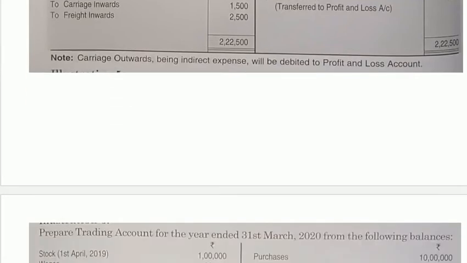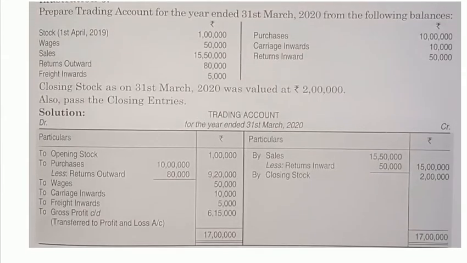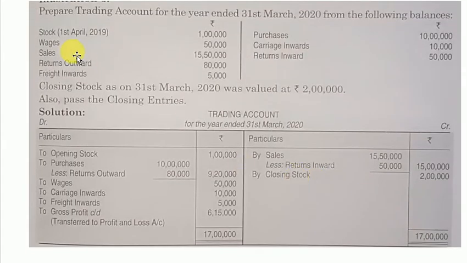Now let's proceed towards another question of trading account. Here we'll discuss one more question about the trading account.